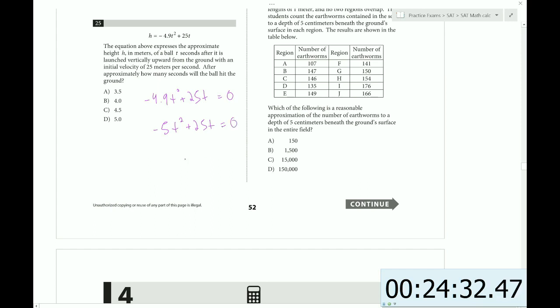Then I'm going to factor out a negative 5. So that makes t squared minus 5t equals 0. And I divide by negative 5, so it just disappears. Okay. And then I could factor out a t, and I get t times t minus 5 equals 0. So I get t equals 0, t equals 5. And we're looking for the t equals 5.